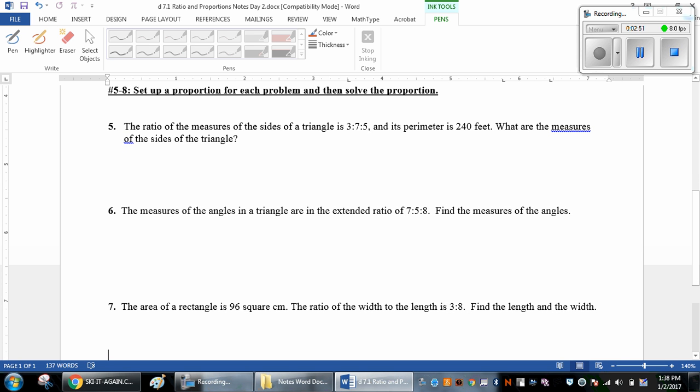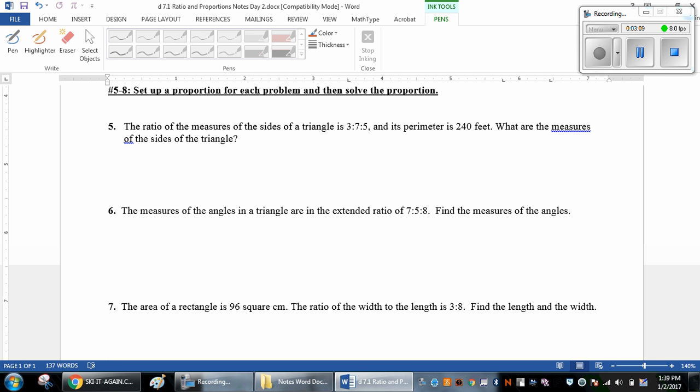So we started with these yesterday. The trick of these is all the same. When we're given a ratio, whether it's an extended ratio or with two figures, with multiple parts, we think about each of those parts as being multiplied times the same thing. In this case, we're going to use x. So let's draw a triangle here for number 5.